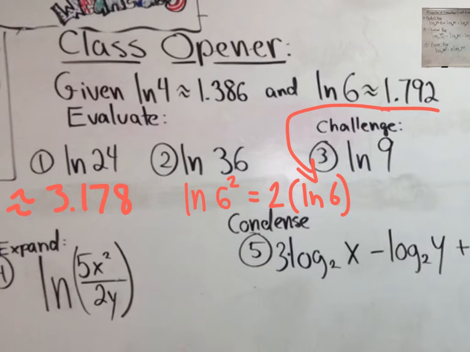Could somebody do me a favor and actually type in ln of 36 in the calculator? We'll just leave it right there, 3.583. And if we did take the 1.792 and plug it in here and multiply it by 2, we should get that same exact answer. So the whole purpose of this is just to manipulate numbers to practice expanding and condensing.